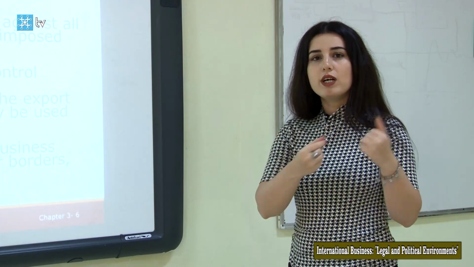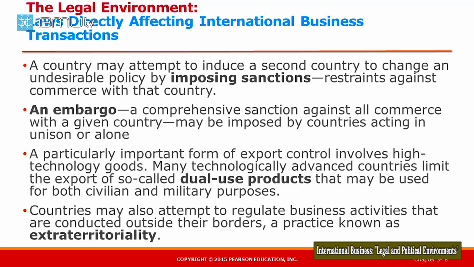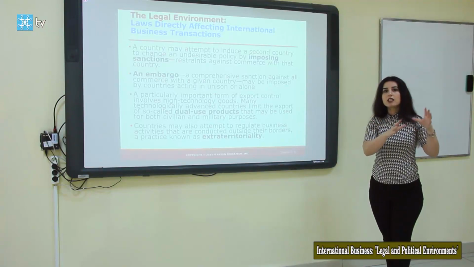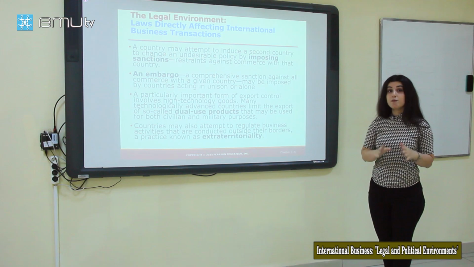A sanction is when one country attempts to induce a second country by imposing some sanctions on some commerce. For example, it can be about importing high technology, or some special fields. They make restrictions against commerce with the country. It is called a sanction. But what about an embargo?